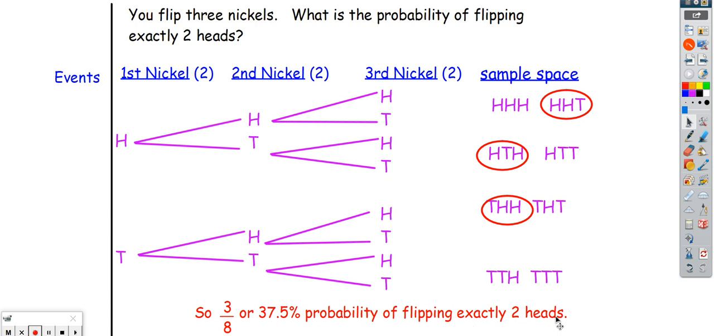If you remember the probability number line from lesson 6, it would be unlikely to flip exactly 2 heads if we were talking about the likelihood of it happening.